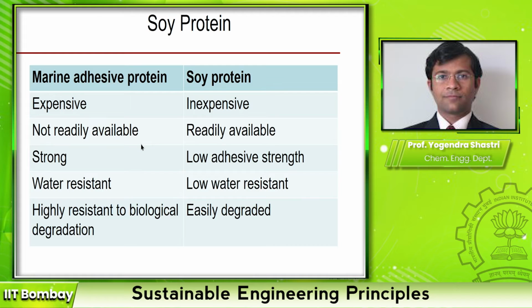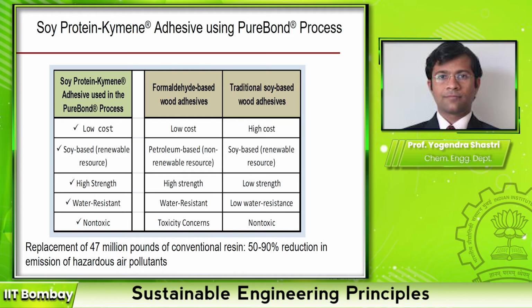As far as the performance is concerned, obviously the marine adhesive protein is better. Compared to that, soy protein is not as strong in terms of adhesive properties, but it has features that are very desirable, and therefore he decided to go ahead with soy protein. Based on the soy protein he created a glue, and the adhesive is now being marketed under a particular brand name.